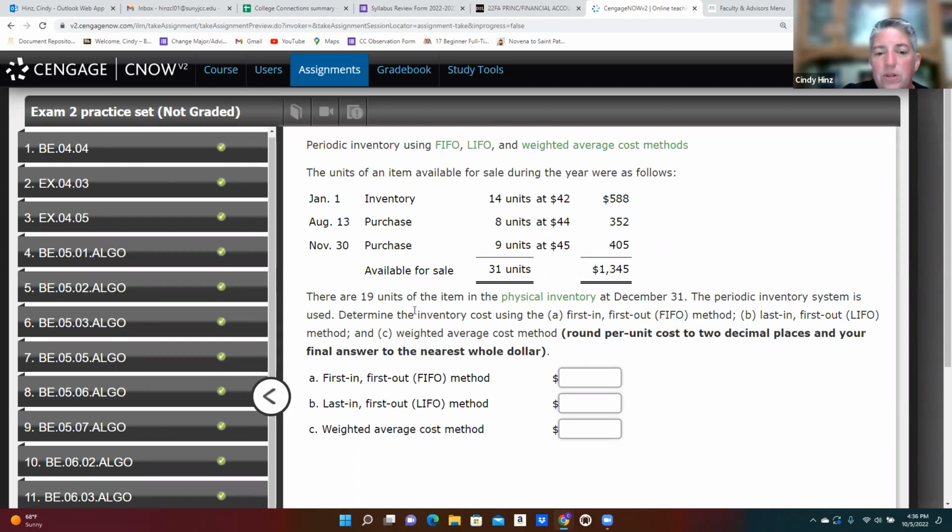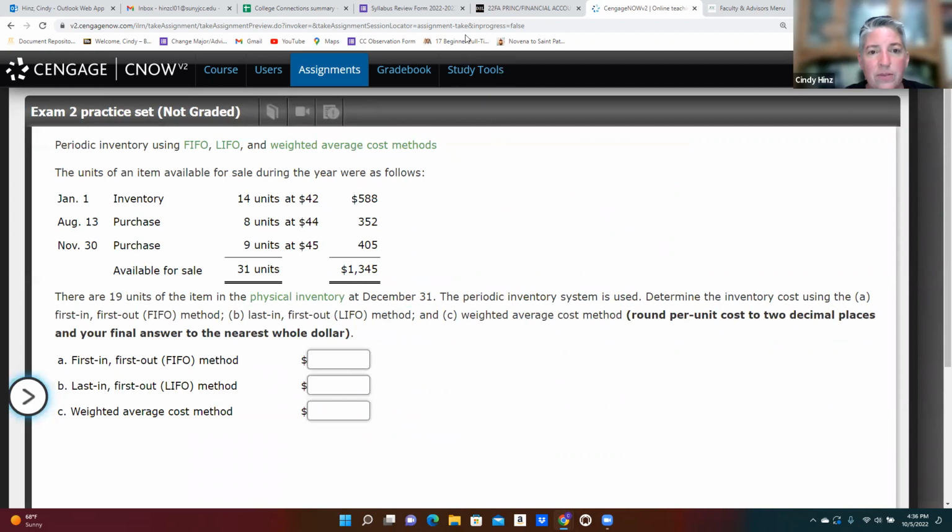What we are asked to calculate here is the inventory cost. It also would be reasonable for us to ask for the cost of goods sold, not just the ending inventory. But our job for this exercise is to find the value of that ending inventory. I'm going to give myself a little bit more room here to write. So we have 19 units, as it says right here, in the ending inventory. The question is, based on the assumption of LIFO, FIFO, or average cost, which 19 units do we have left?